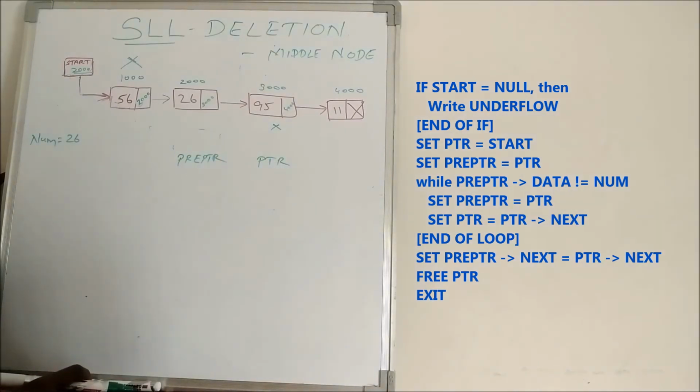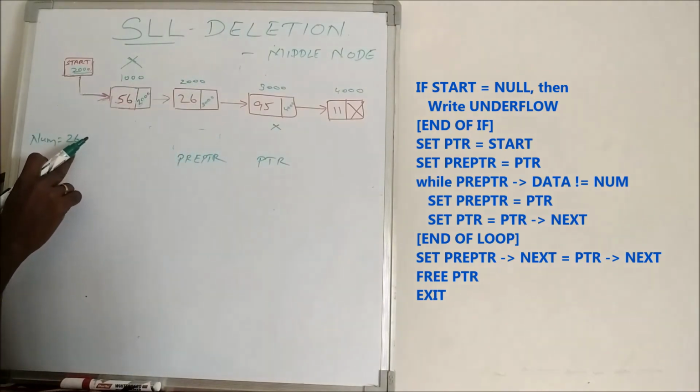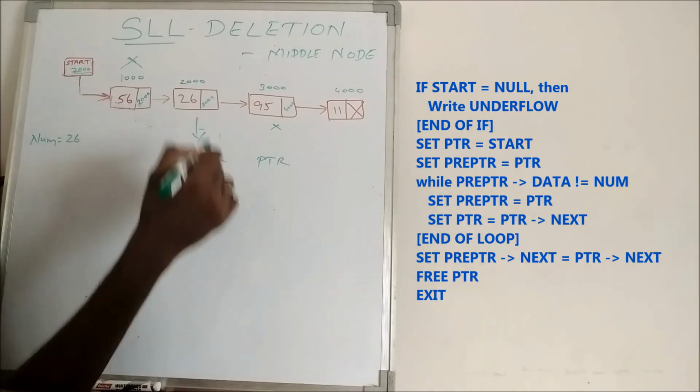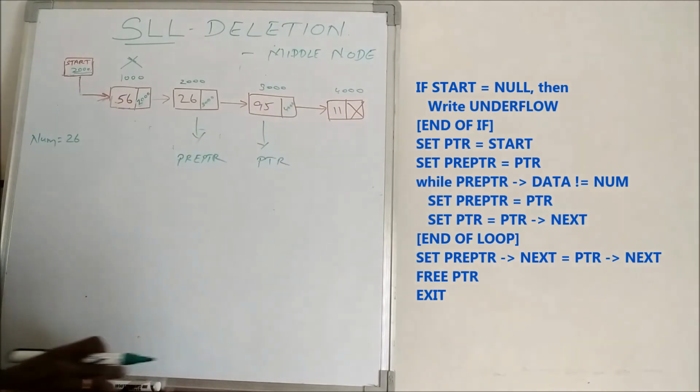Now we once again check the condition: pre-pointer data not equal to num. The condition is false, so it comes out of the loop. Now we find that the name of this node is pre-pointer and the name of this node is pointer. Now what are we going to do?